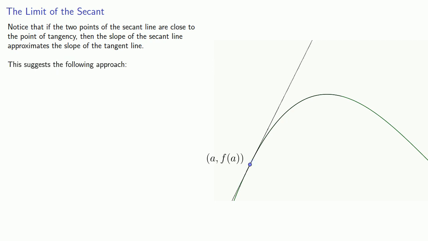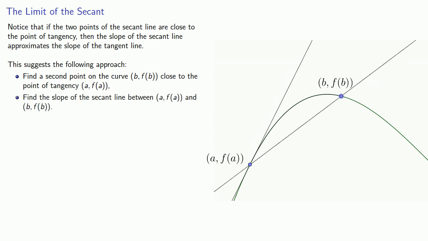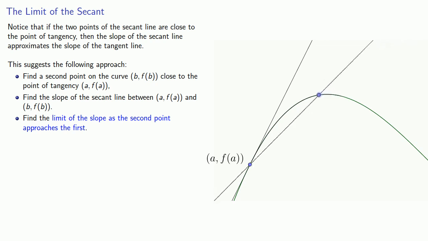And this suggests the following approach. First, we'll find a second point on the curve, b, f of b, that's close to the point of tangency, a, f of a. And then we'll find the slope of the secant line between a, f of a and b, f of b. And finally, we'll take the limit of the slope as the second point approaches the first.